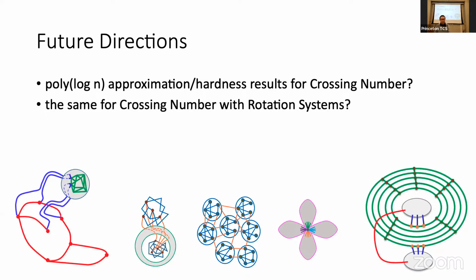And what about the same thing for crossing number with rotation system? Actually, we have shown they are sort of equivalent in terms of approximation up to polylog factors. So solving one problem gives you a solution to the other.